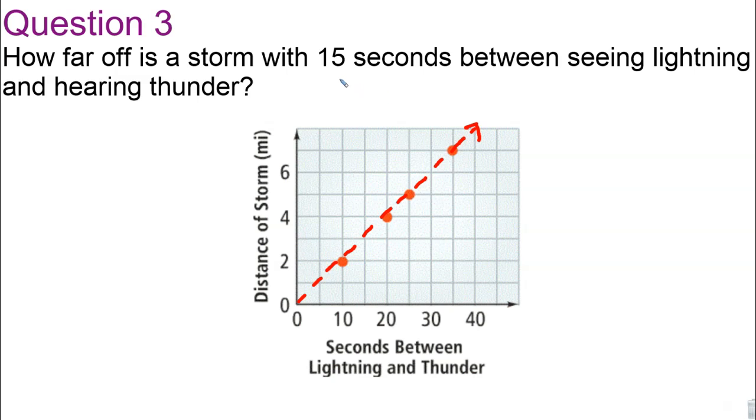So if I want to know how far off is a storm with 15 seconds between seeing the lightning and hearing the thunder, I'll just go to 15 on my x-axis. I'll count up to where I hit the line, come over here, and that looks like it's going to be a 3. Therefore, that storm would be 3 miles away.